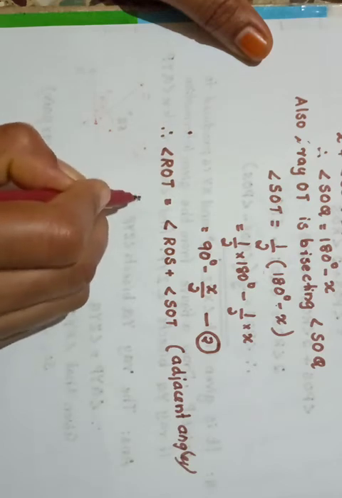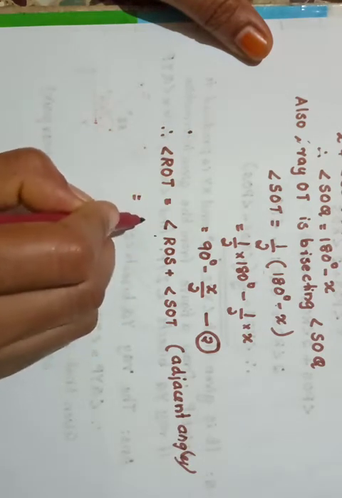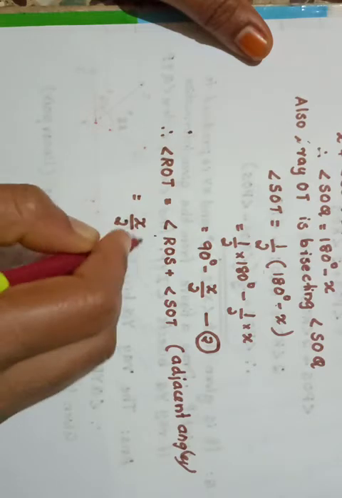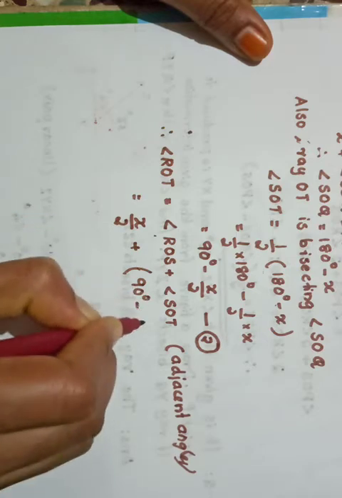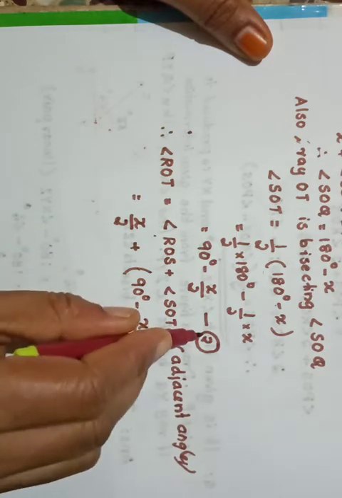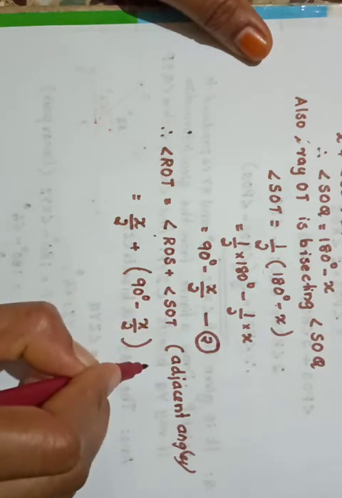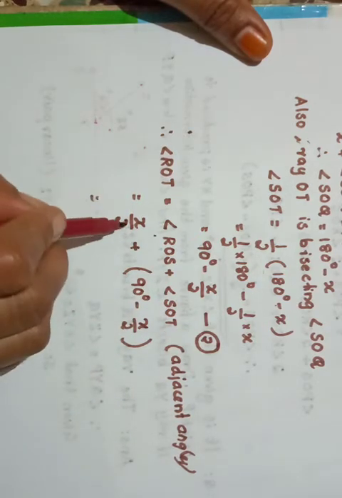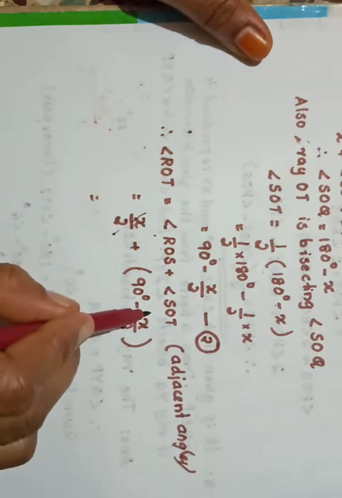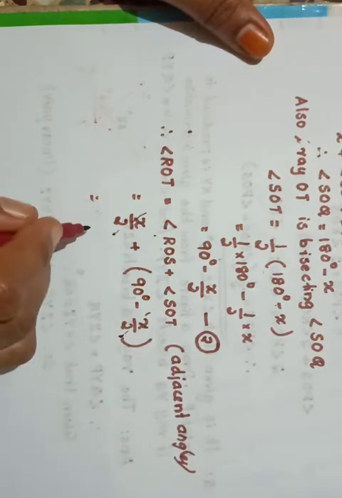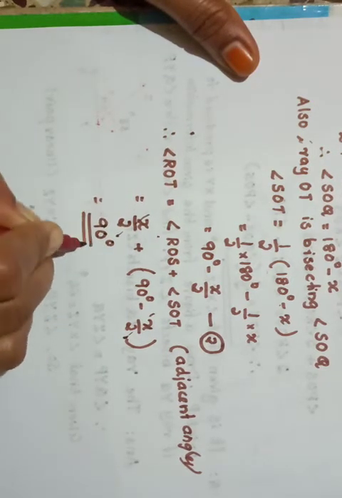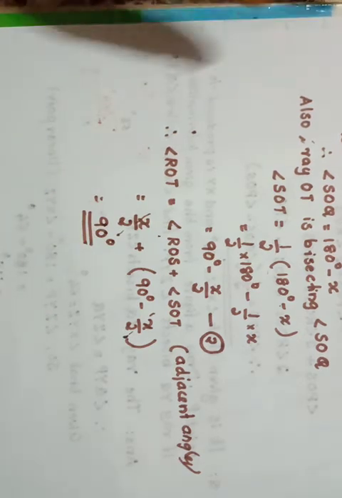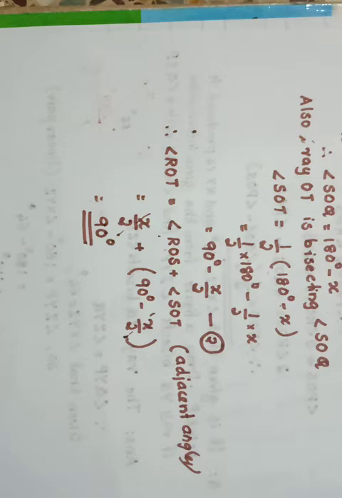Angles. Now replace ROS by x by 2 from equation number 1, and SOT as 90 minus x by 2 from equation number 2. See here, x by 2 and minus x by 2 you can cancel. So what is remaining? 90 degree. So the measure of angle ROT is equal to 90 degree.